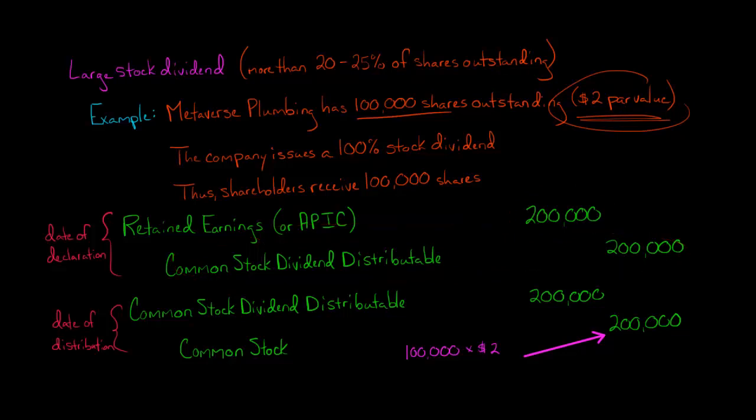That's just a temporary account because we've declared the dividends, but we have not paid them yet. Now, on the date of distribution, when the company actually gives out that stock, they're going to debit and zero out that common stock dividend distributable, and then they're going to credit the common stock account for $200,000. And again, that's just the par value times the number of new shares. Now, again, notice the common stock account is going up. The total amount of common stock was unaffected under a stock split, but it goes up under a stock dividend.